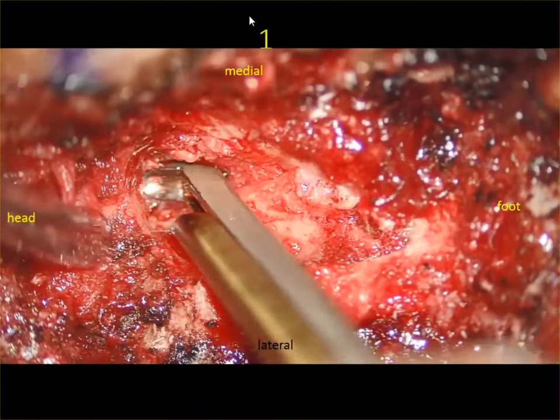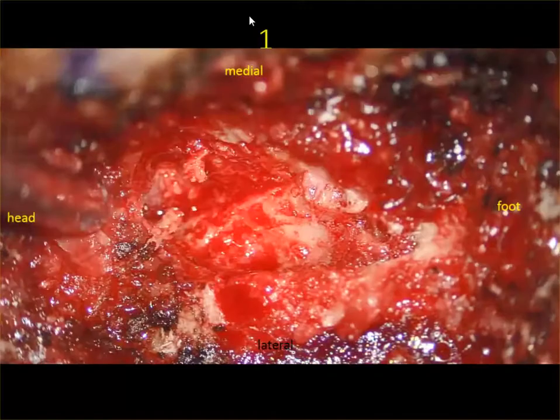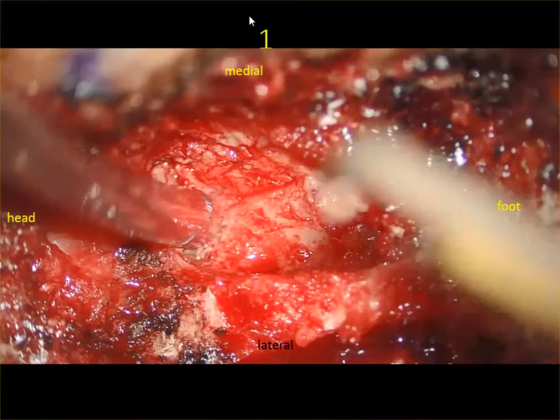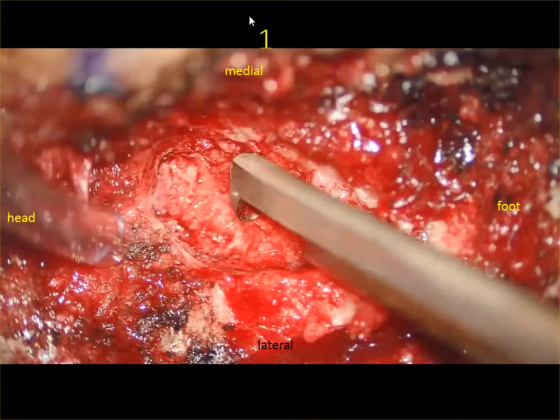So I'm just removing bone slowly. And at the very top is where you find the dura. So that's why I don't do a lot of that in the beginning. I leave that for the end. So I'm removing all the bone from my hole, and I'm trusting that I was right with my cut.